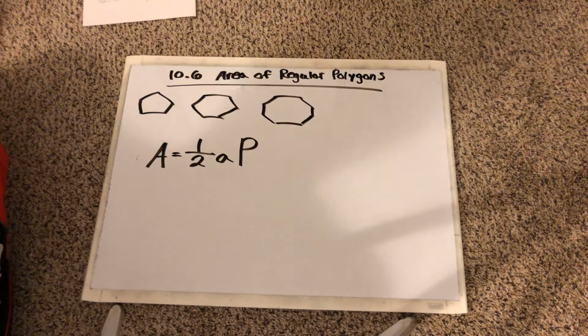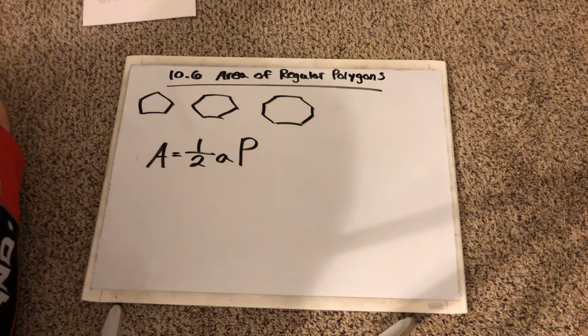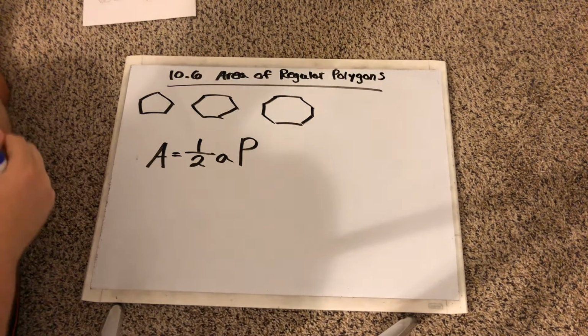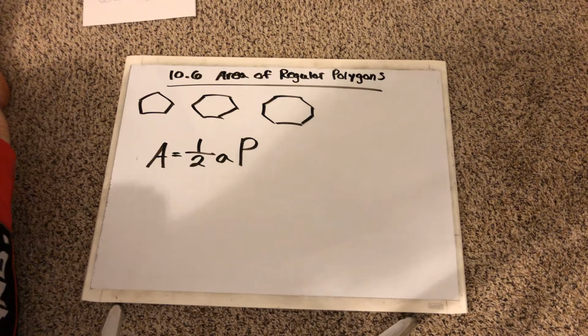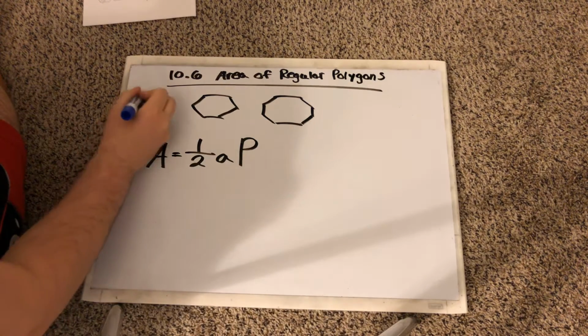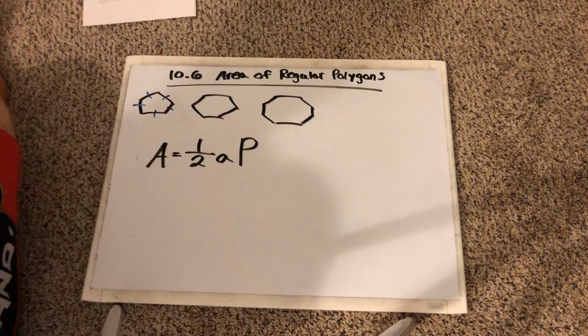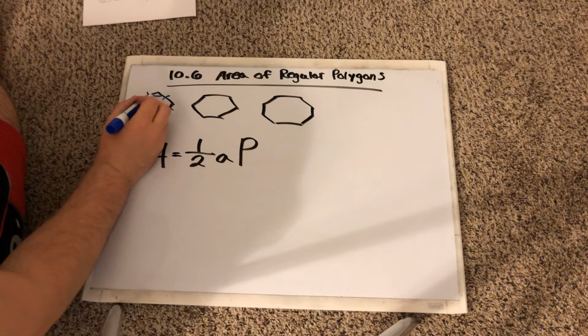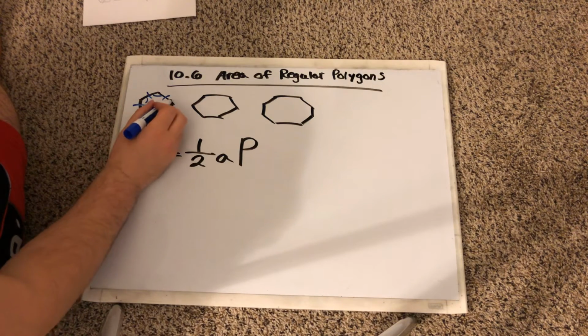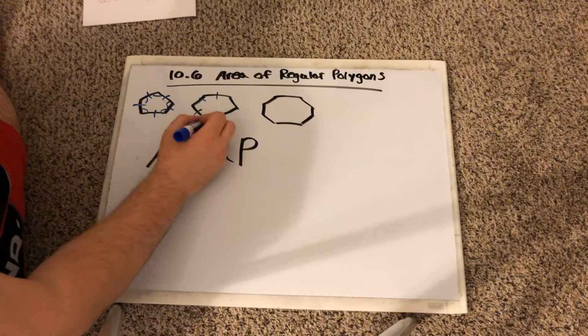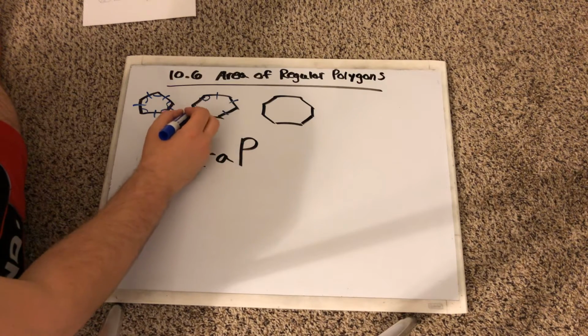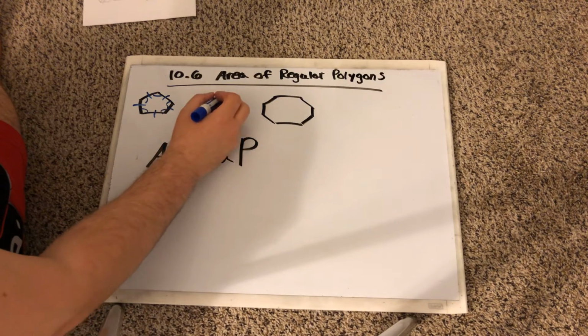What is up, everybody? This is 10.6, area of regular polygons. And if we remember, regular means it is convex, all the sides are equal no matter how bad my drawings are, and all the angles are the same as well. And this formula holds true for any regular polygon.